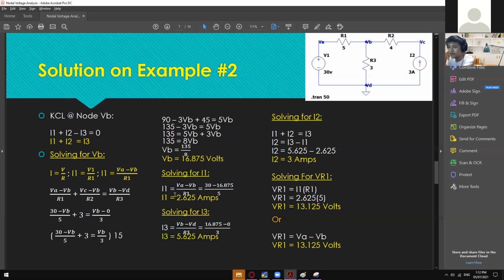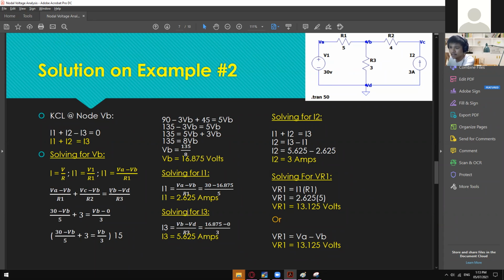So for the I1, you can solve this one using this equation right here, VA minus VB divided by R1. Okay, so VA is equal to 30 volts, and then VB is equal to 16.875, and then R1 is equal to 5. So solving that in your calculator, it will give you a result of 2.625, using this equation only.